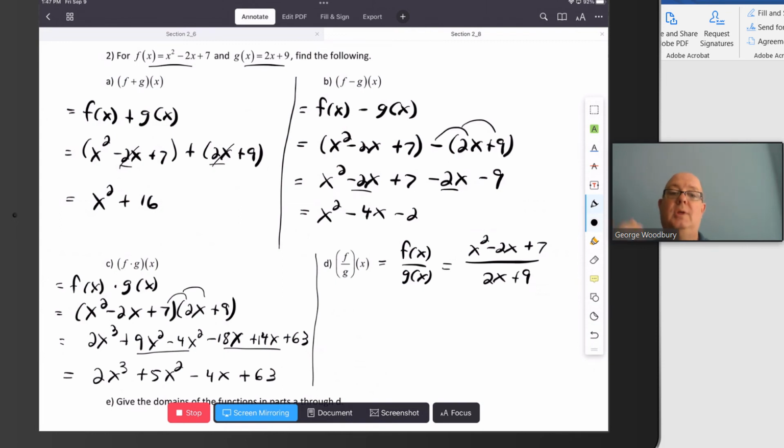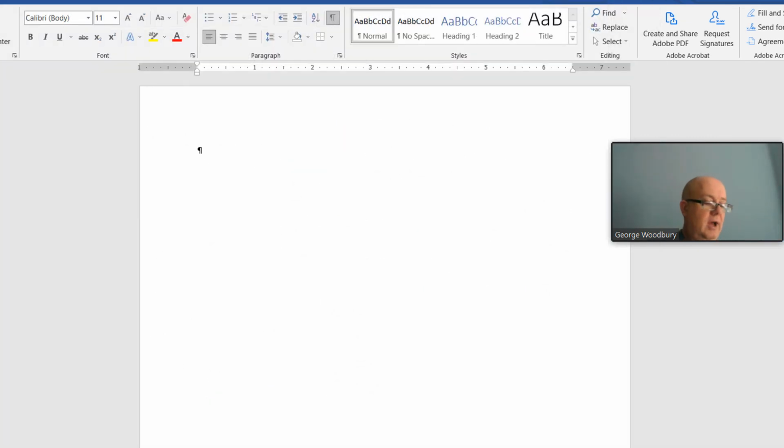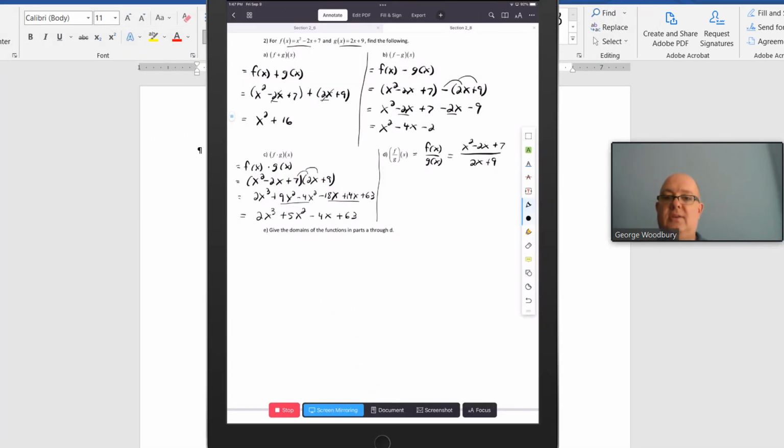Let me change the orientation here real quickly, because for the last part, it says, give the domains of the functions in parts A through D. Now, parts A, B, and C, the domain is the set of all real numbers because there's no division involved, there are no square roots involved, so we can plug any number we want in to there.